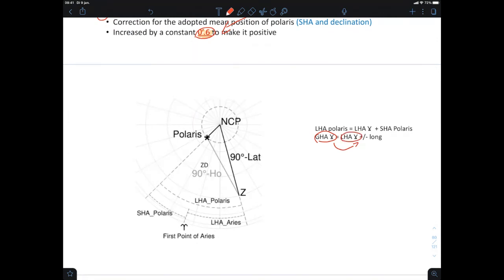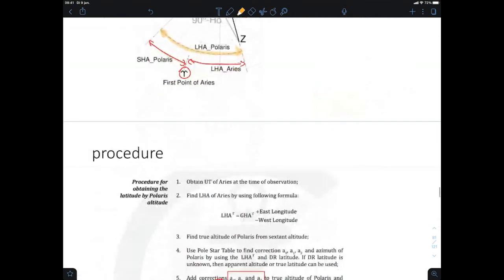On this drawing here, you can also see that if this is the first point of Aries, you have the SHA of Polaris. If you add the LHA of Aries, then you get the LHA of Polaris. That is what we have learned in previous lessons.